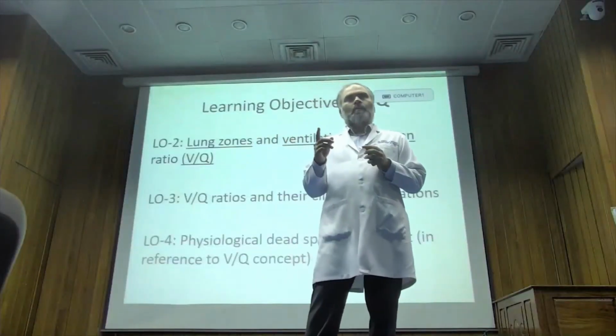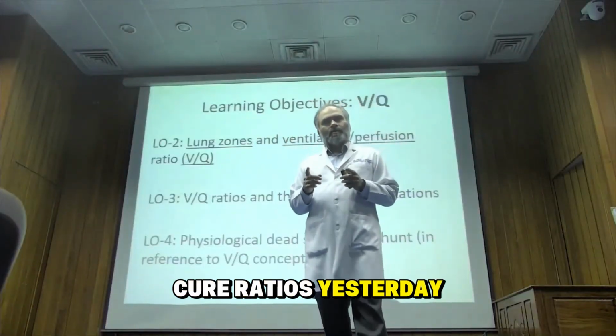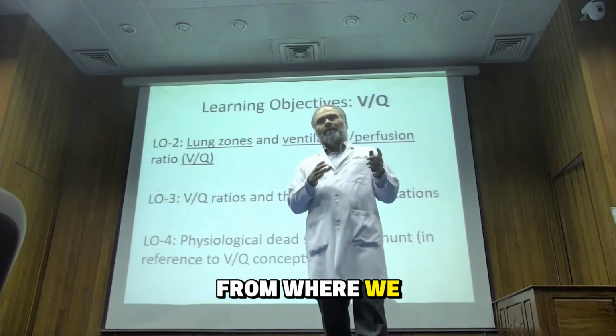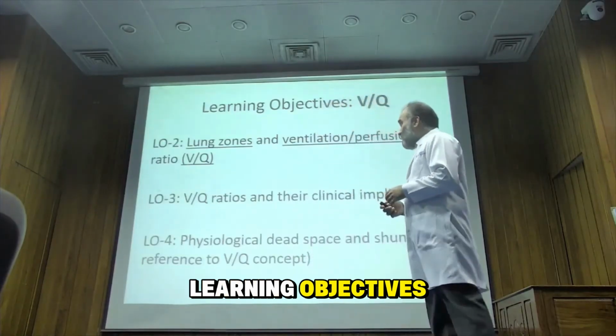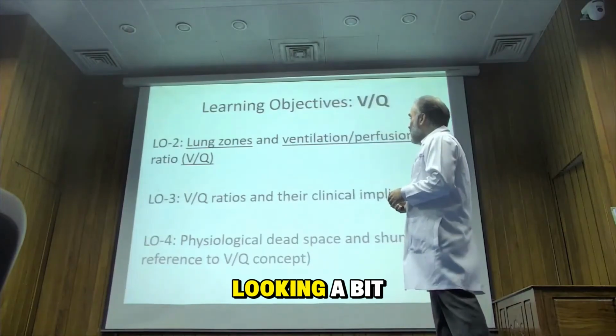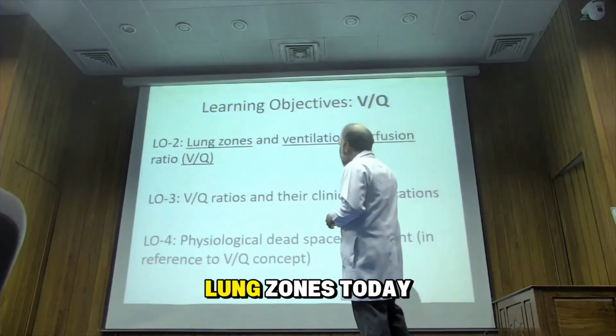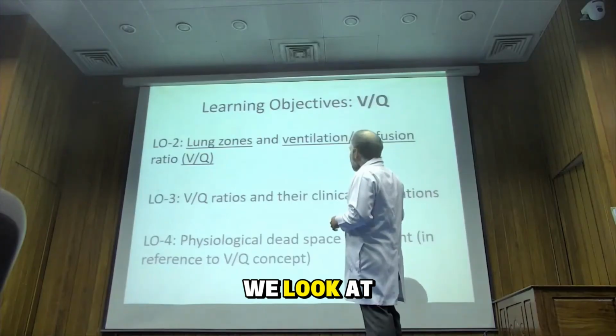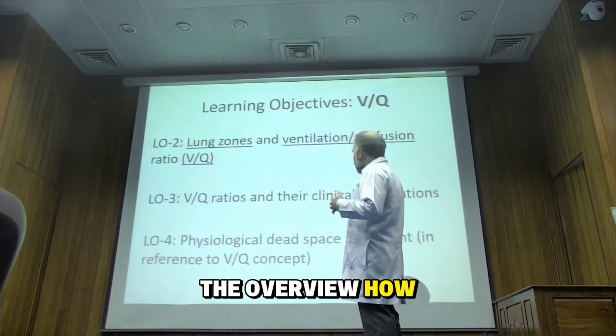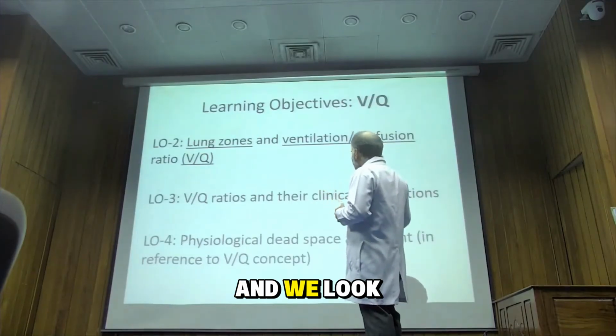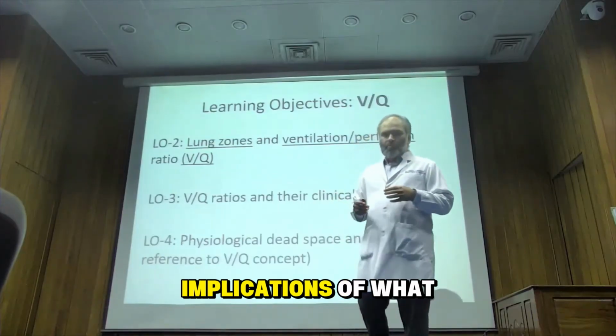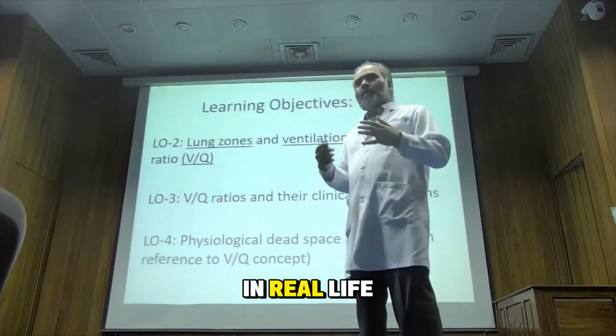Lung zones and V over Q ratios. Yesterday we will start from where we left. These are the learning objectives. So we'll be looking a bit more closely at lung zones today. We look at V over Q, how it is made, and we look at the clinical implications of what this all means in real life.